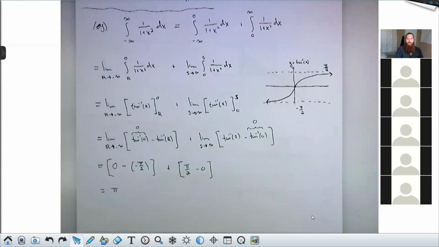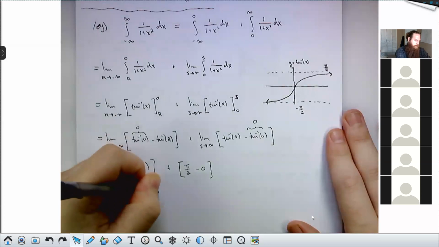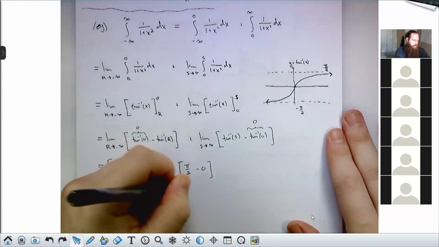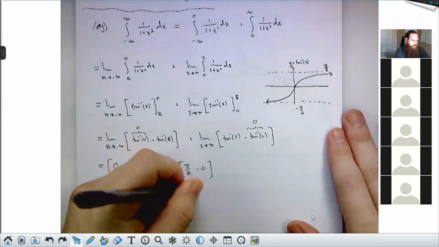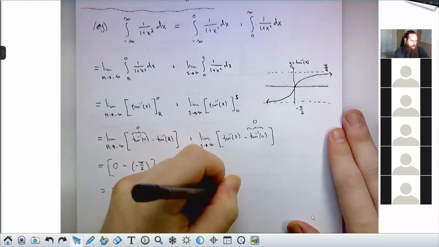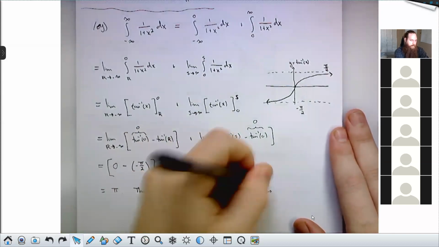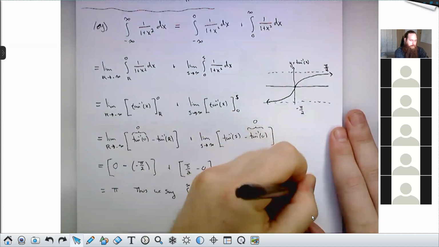Okay. So what would I say about this integral? Does this bilateral type 1 integral converge or diverge? Yeah, it converges. And has value pi.